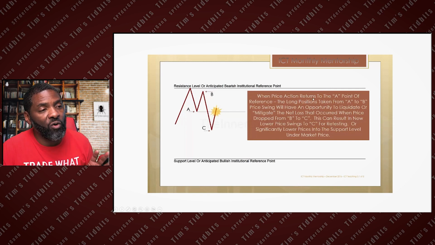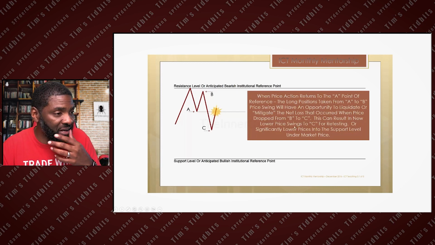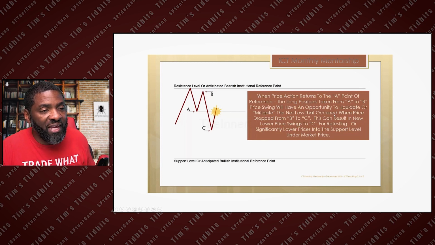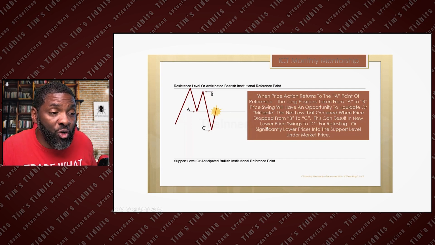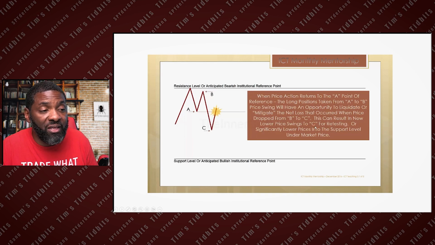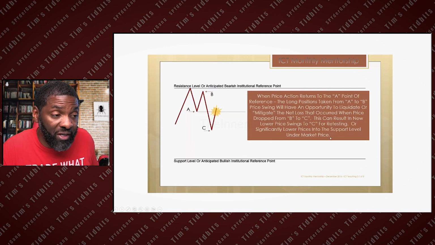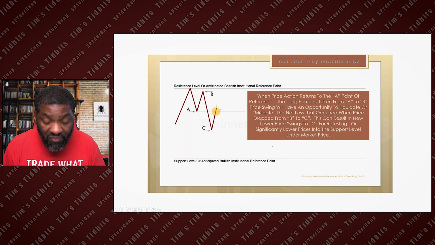When price action returns to the A point of reference, the long positions taken from A to B, from the A to B price swing, will have an opportunity to liquidate or mitigate. That's where the name comes from. The net loss that occurred when price dropped from B to C. This can result in a new lower price swing to C for retesting, or significantly lower prices into the support level under market price. So excuse me for hitting the mic.